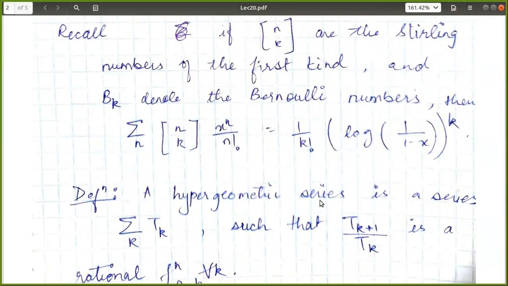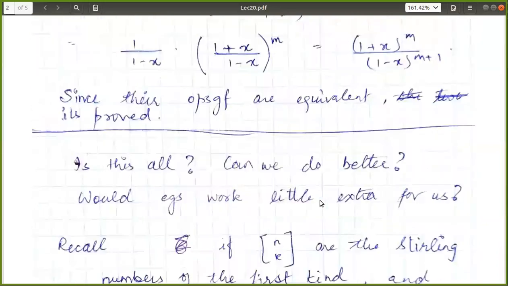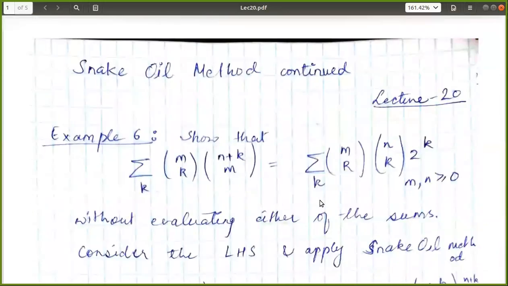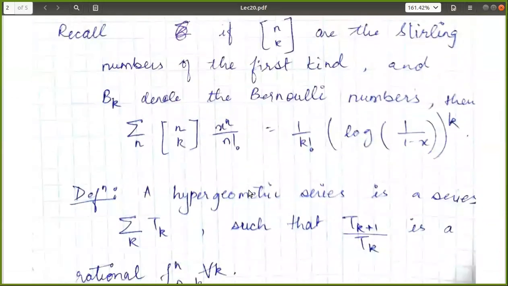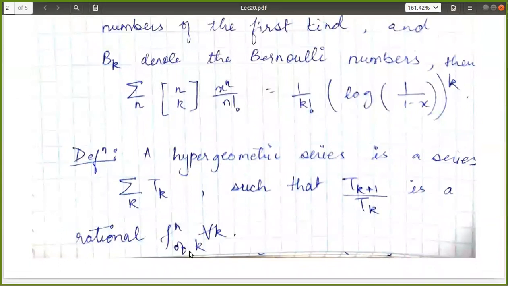Okay, so rational function, you know, right? Yes, ma'am. It's a ratio of two polynomial functions, right? So whatever we have dealt with so far, even in this particular example, it's a rational function of k, whatever the summation is running over. It's a rational function of that particular parameter for every k.